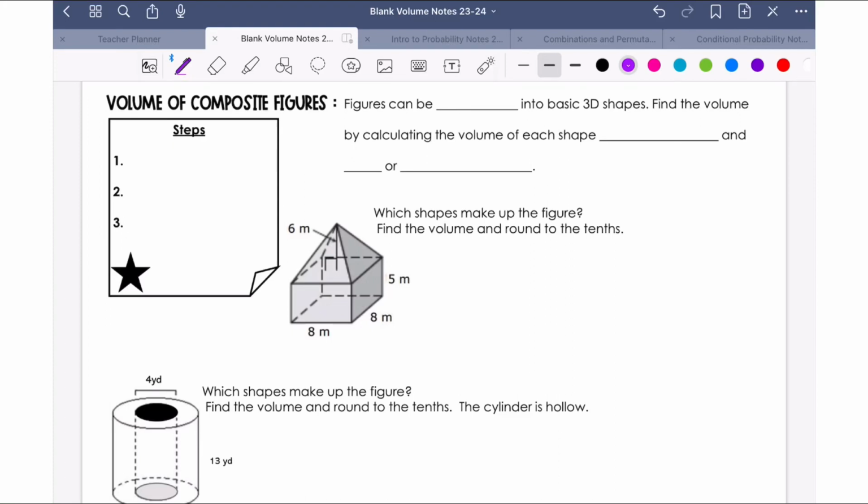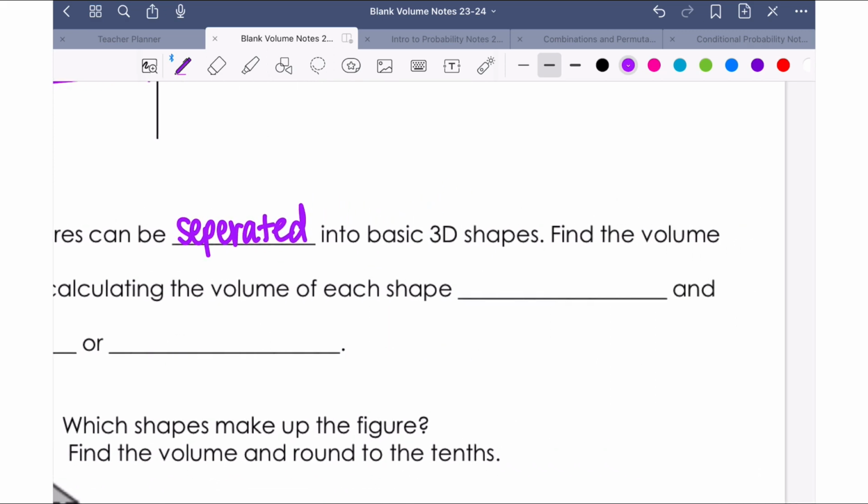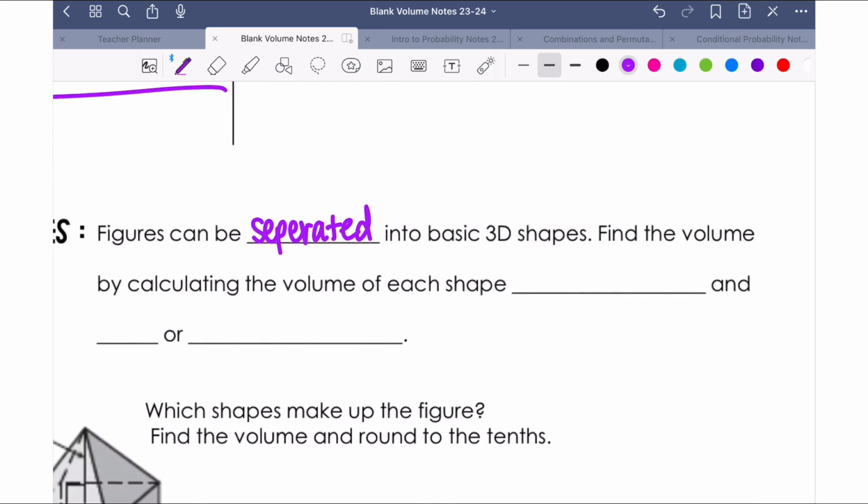Okay, composite figures. So when you see these figures, it's basic 3D figures, but they can be separated. It's more than one, okay? And the way we're going to do this is you're going to find the volume by calculating the volume of each one separately. And then you're either going to add or subtract, depending on what your picture looks like.